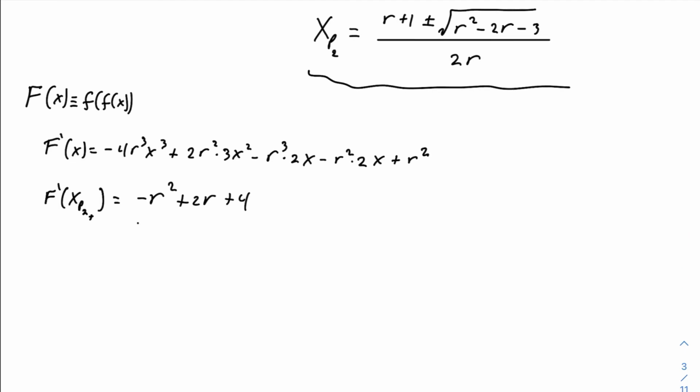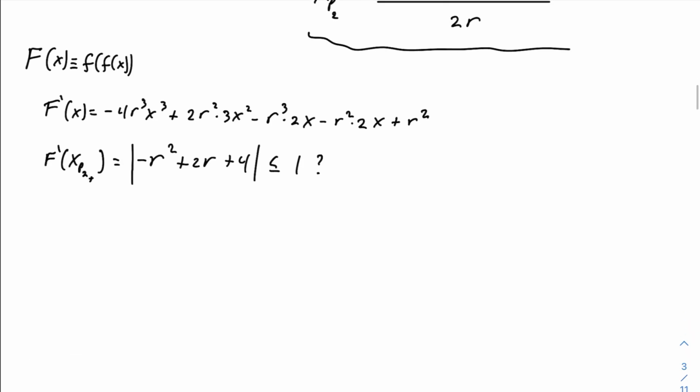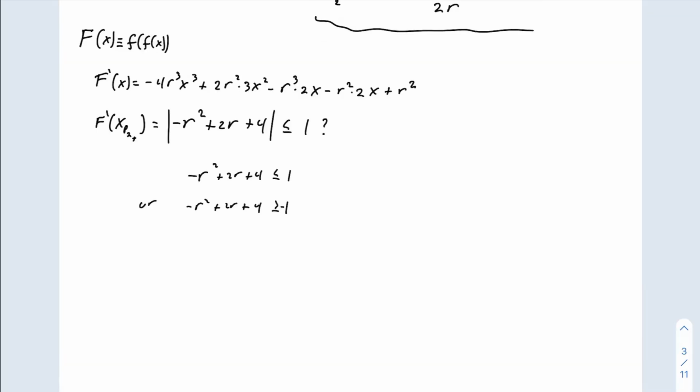Okay, so when is this stable? When is this, in absolute value, less than or equal to 1? Well, how do we solve this? The first thing is we can have r squared plus 2r plus 4 less than or equal to 1, or we can have negative r squared plus 2r plus 4 greater than or equal to negative 1. Both of these are pretty easy to solve.